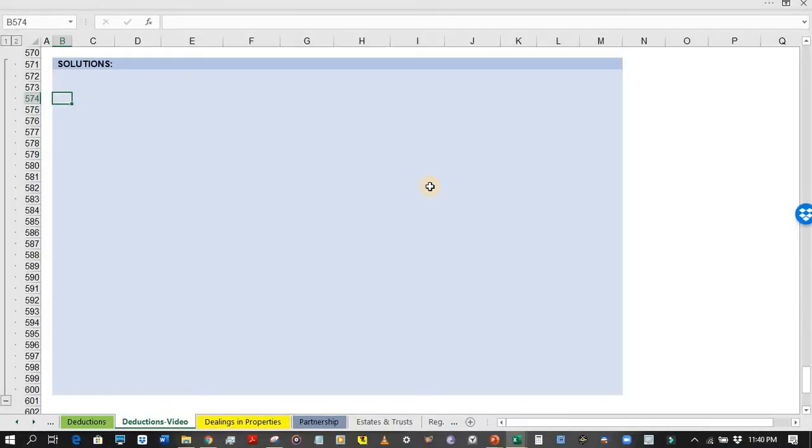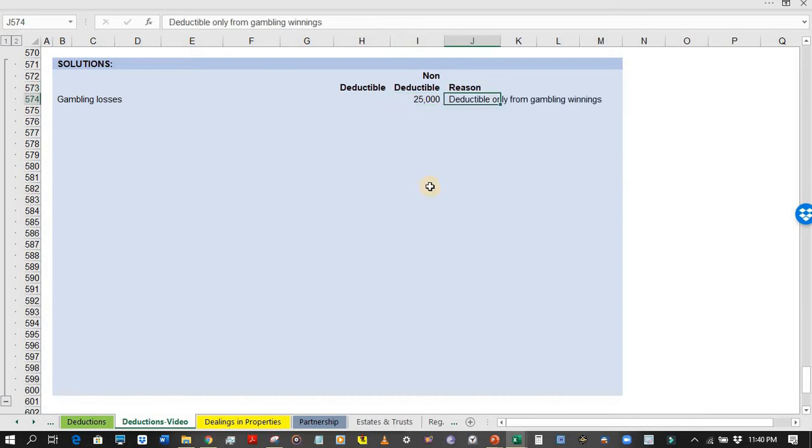The first item we analyze is gambling losses. Again, as I have discussed, gambling losses are not deductible from gross income, but it can be deducted from gambling winnings to determine the taxable gambling winnings. However, we only have data about gambling losses and there is no gambling winnings, which means that the gambling losses is non-deductible. Again, the reason is deductible only from gambling winnings.